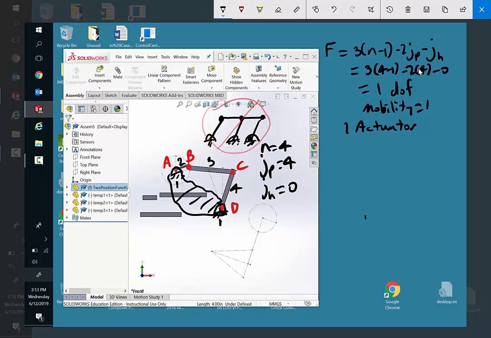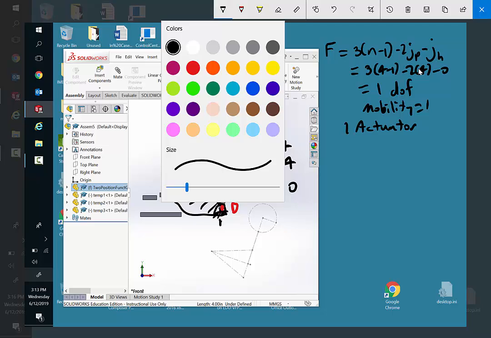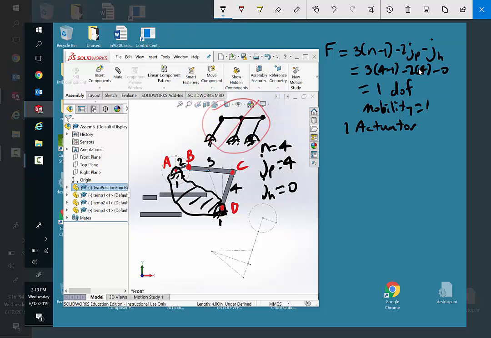So let me see if I can find the spot that will keep my computer from going crazy with all the other issues with the screen. But we always want to do a kinematic representation, which is a simplification. So if I simplify this, what would I have? I'd have a ground. I'd have a link. I have my third link. Fourth link.